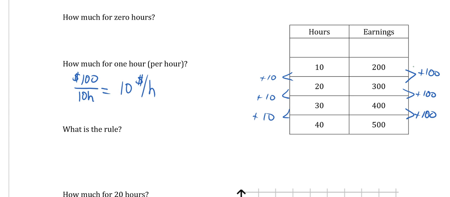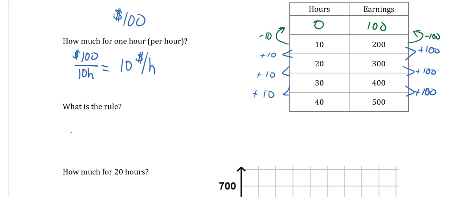What's the part that we're missing? So I was going up 10 each time, and I got to go back 10 to get to 0. So I was going up 100, so I go down 100. And where do I end up at? 100. So that's the start. How much for 0 hours? That's where it starts.